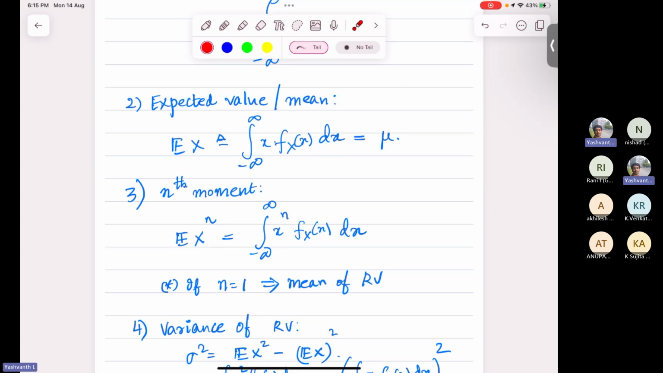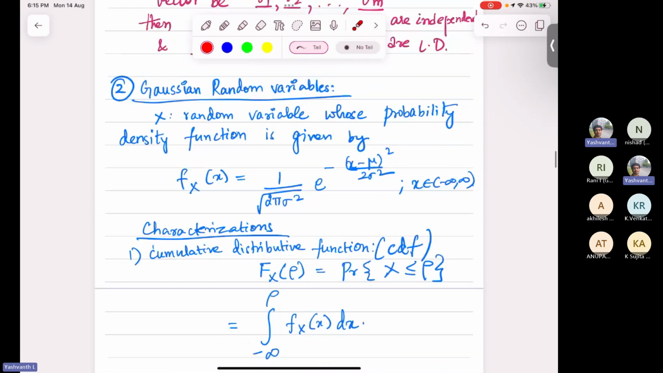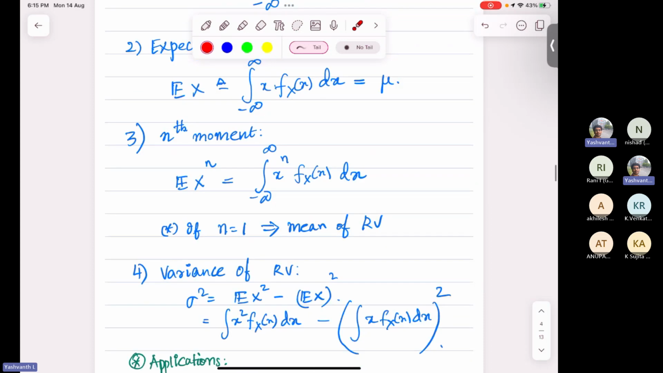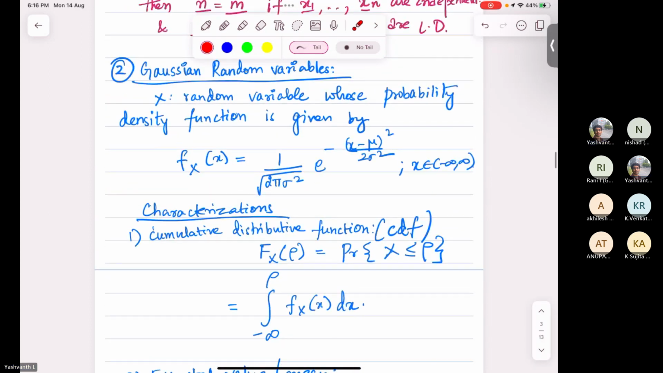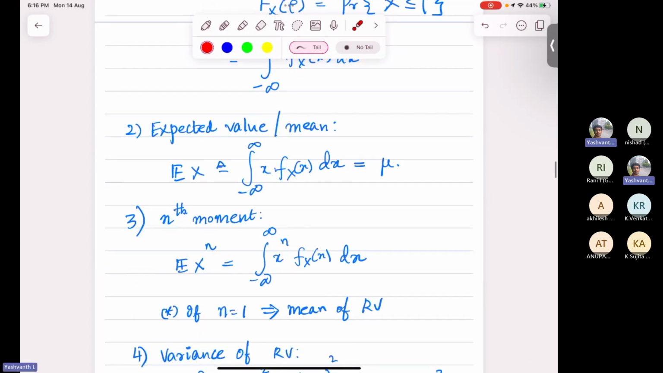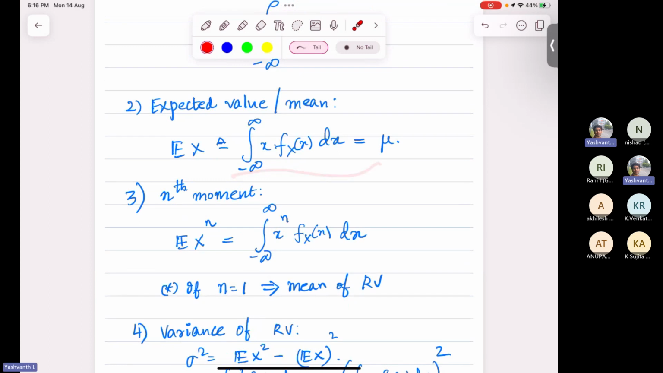Now for a Gaussian random variable, its PDF is parameterized by two values, mu and sigma square. If you plug in the expression for fx of x in this integral and compute it, it will turn out to be mu. That is one of the parameters of the PDF. That means mu is really the expected value of the Gaussian random variable. In fact, today we will prove how this is true.